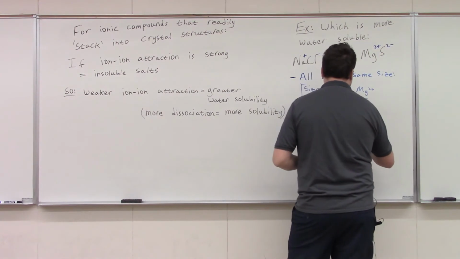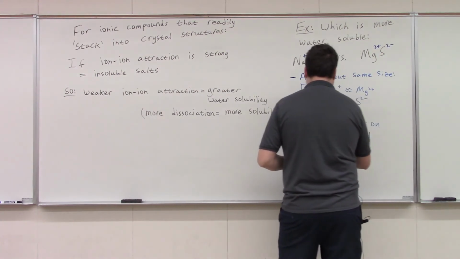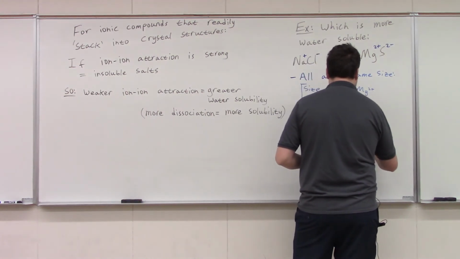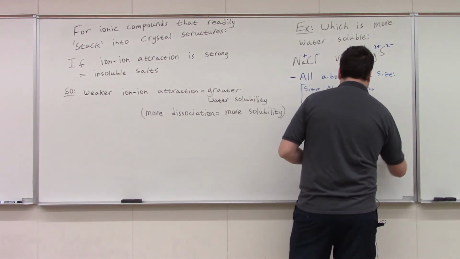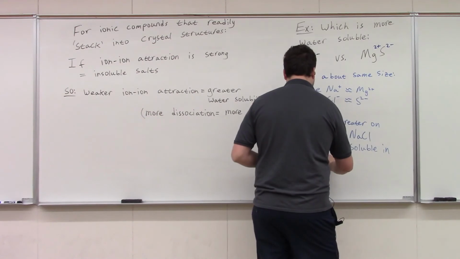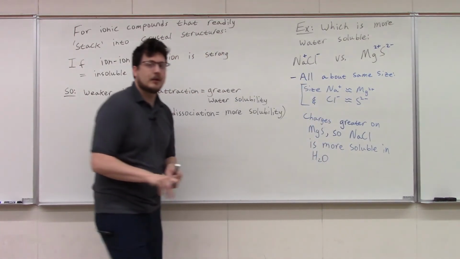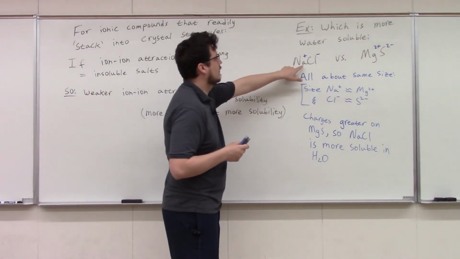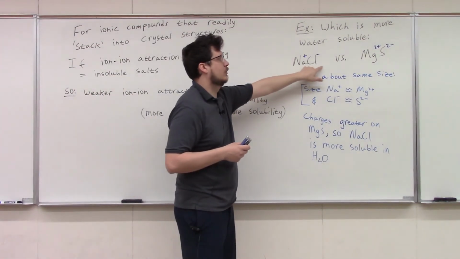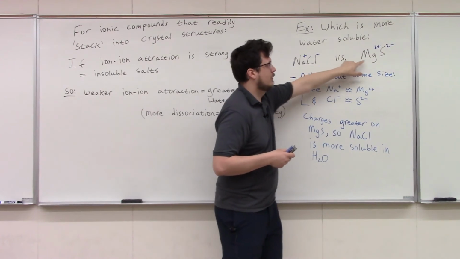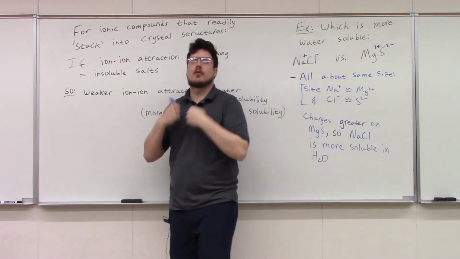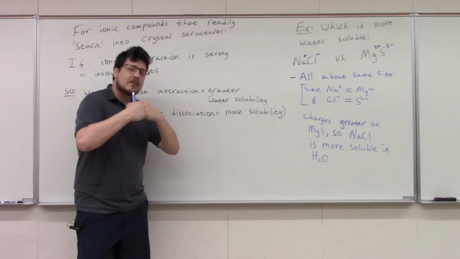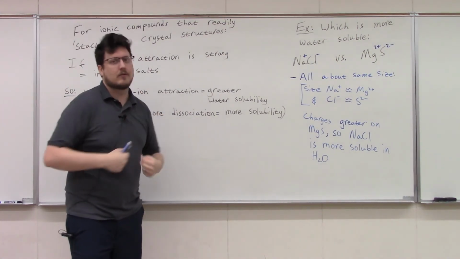So NaCl is more soluble in water because it has weaker attractions. It falls apart more easily. It's easier to pry the +1 from the -1 than it is to pry a +2 from a -2. You can think of those like stronger magnets. Each magnet is twice as strong, 4 times the sticking force.